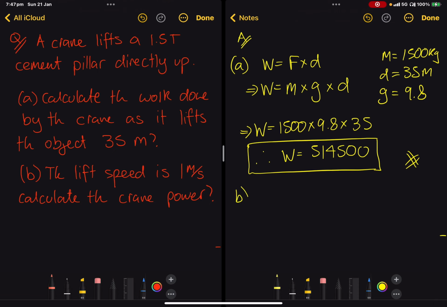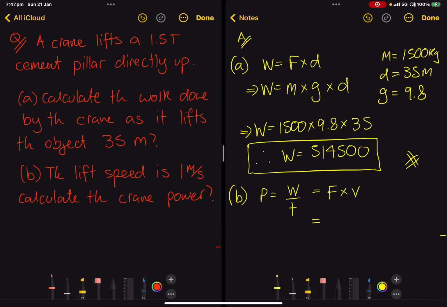Now we are asked, the lift speed is 1 meter per second. Calculate the crane's power. So we know that power is work over time, so work over change in time, or force times velocity. So in this case, we know the work. The change in time, we don't necessarily have time as a value. The force we know, and the velocity we also know, though.